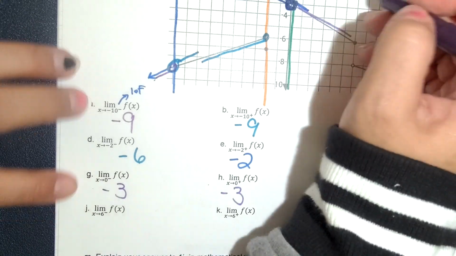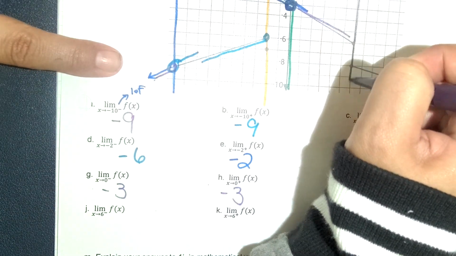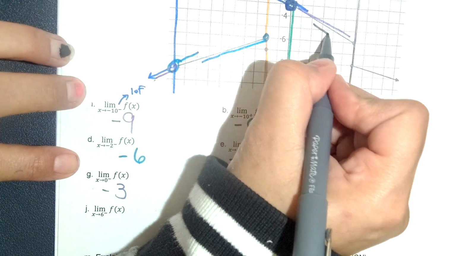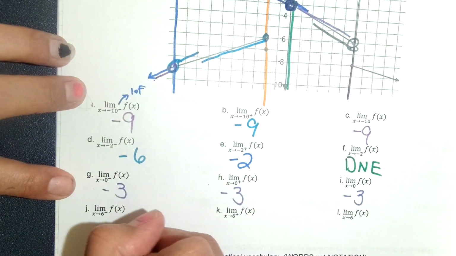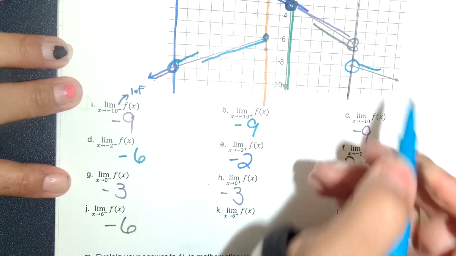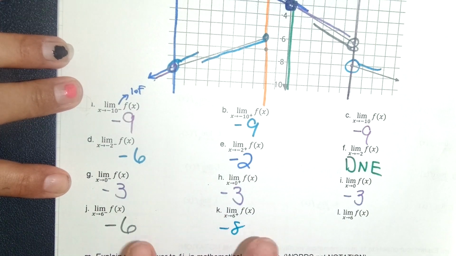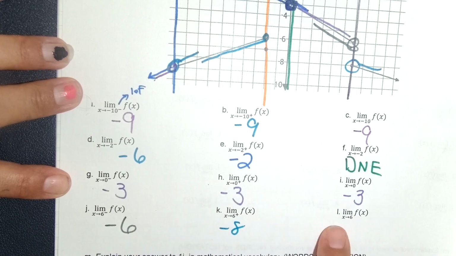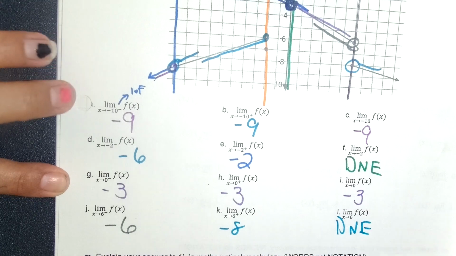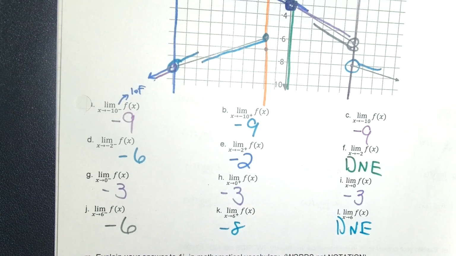All right, now we're going to do 6. I'm going to go to the left. That's negative 6. I'm going to go to the right. That's negative 8. Are these equal? So then what's the limit? Does not exist. Questions?